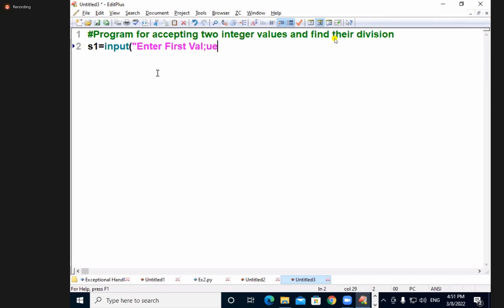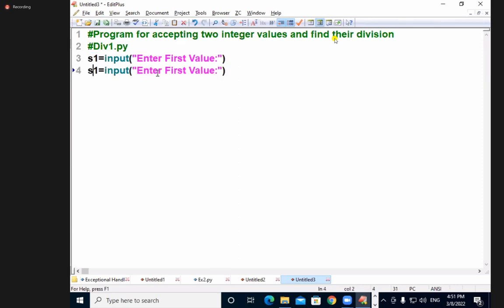Enter first value. Which type of value is it by default? Be careful. Which type is it according to my explanation? STR. Of course, I am entering an integer, no doubt about that, but the type is STR. So I got the value, and it is STR type.